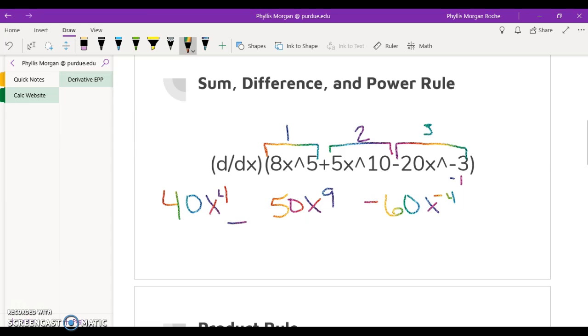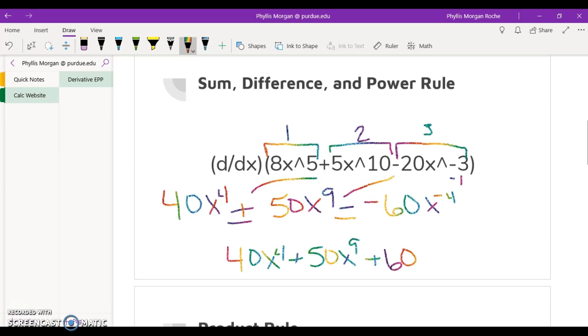Now I left these spots blank so you could put in your addition or subtraction signs. This one would go here because it's the sum rule. This one here. And this is 2 negatives, so this will become positive. So to clean that up a little bit, it becomes 40x to the 4th plus 50x to the 9th plus 60 over x to the 4th.